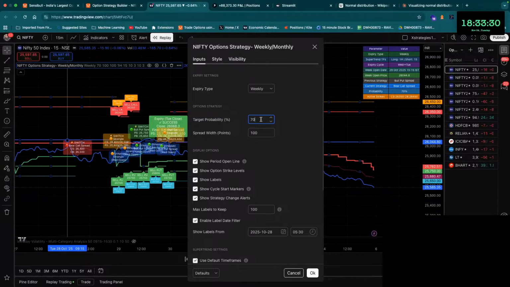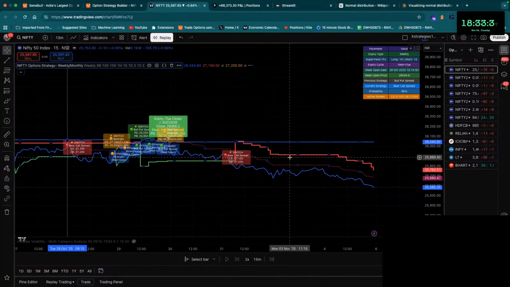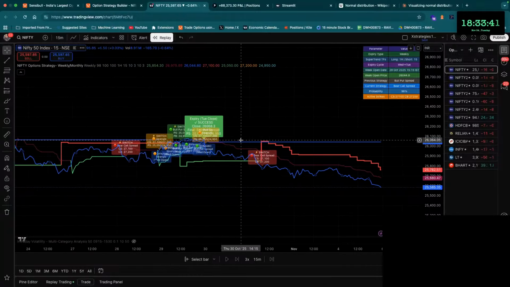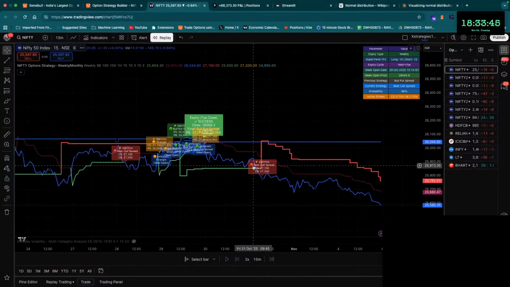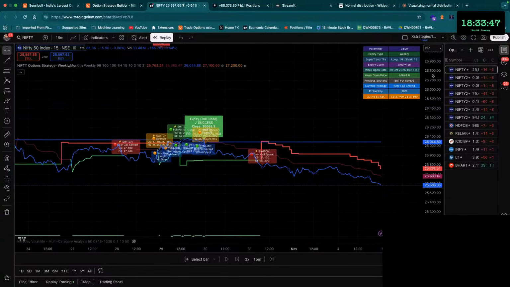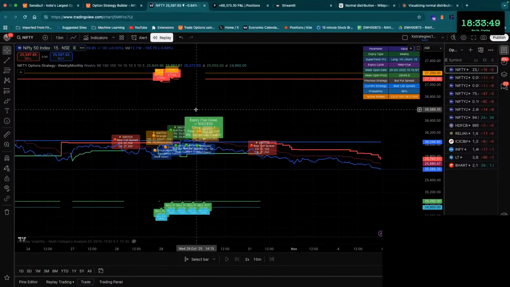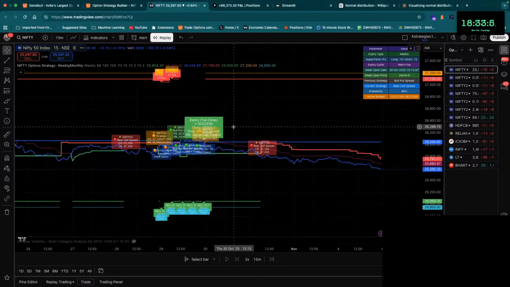But let's say you want to get a 98% probability, for instance. Okay. So we have this 98%, and so at 98%, the kind of strikes that you take would be very different.